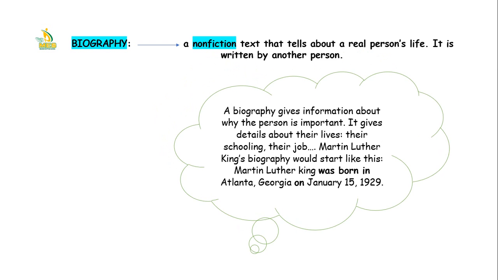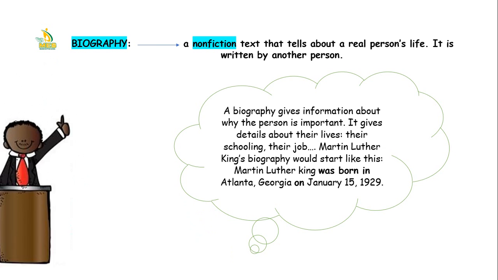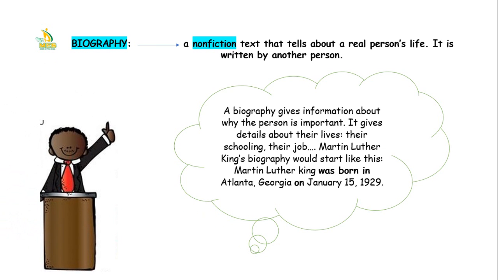A biography gives information about why the person is important. It gives details about their lives, their schooling, their job. Martin Luther King's biography would start like this. Martin Luther King was born in Atlanta, Georgia on January 15, 1929. That's Dr. King. I have a dream.